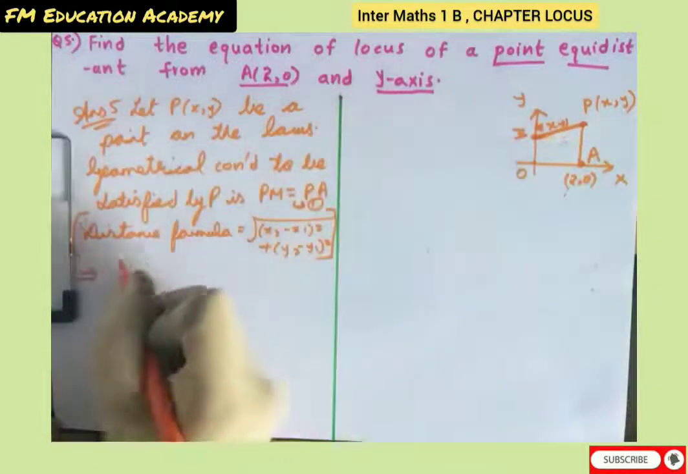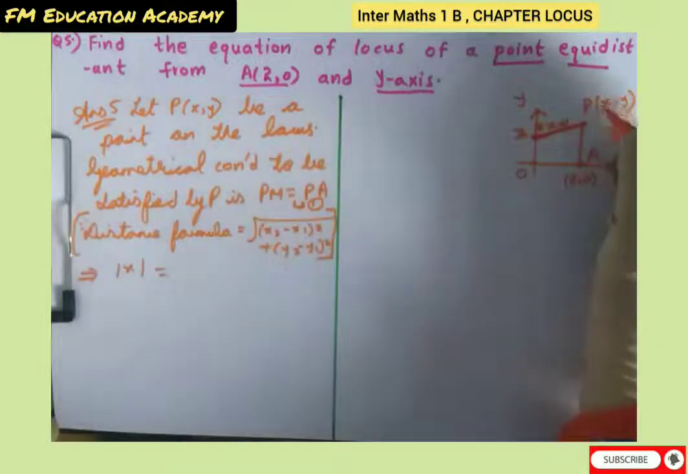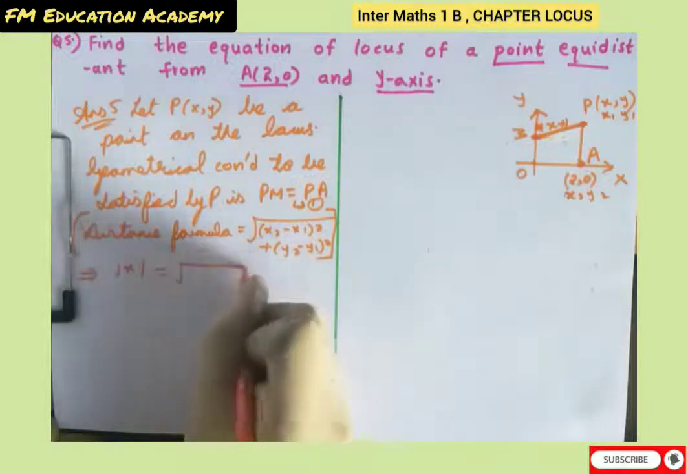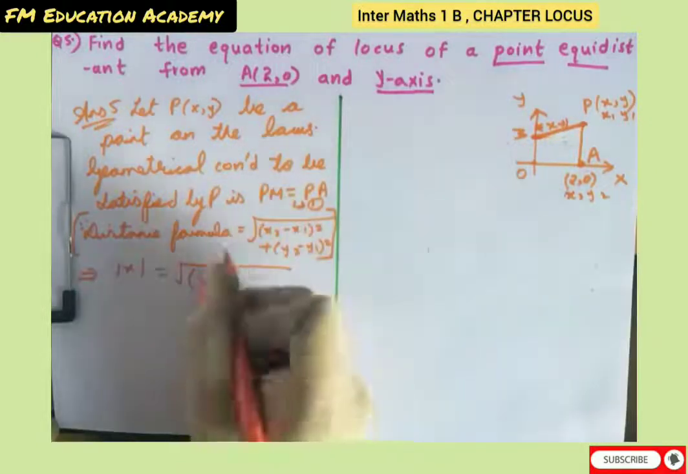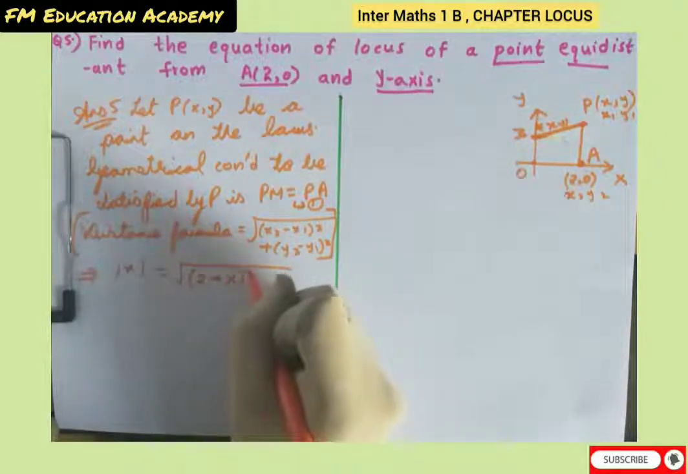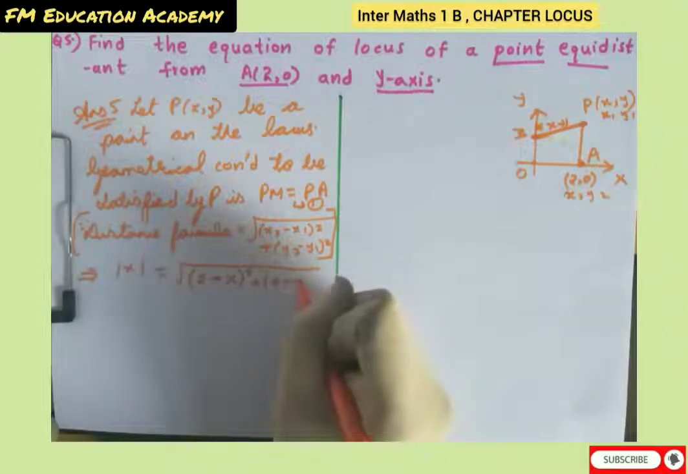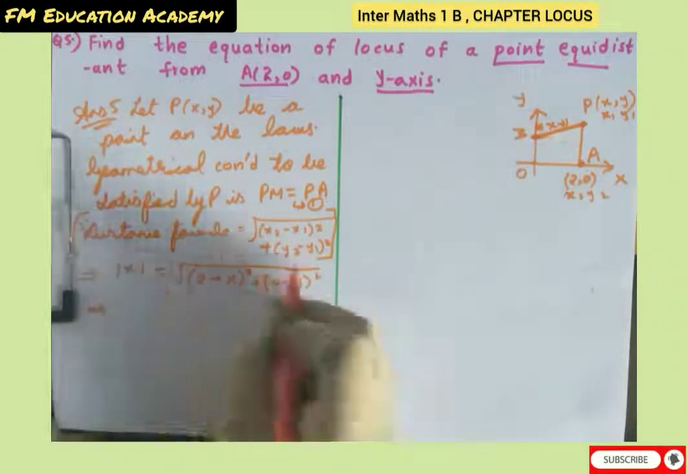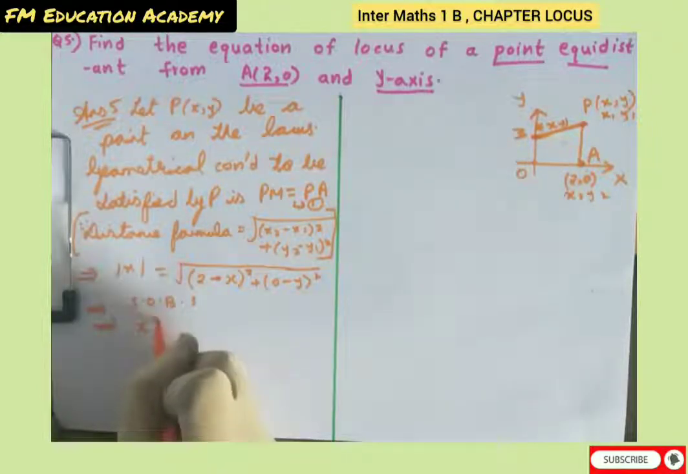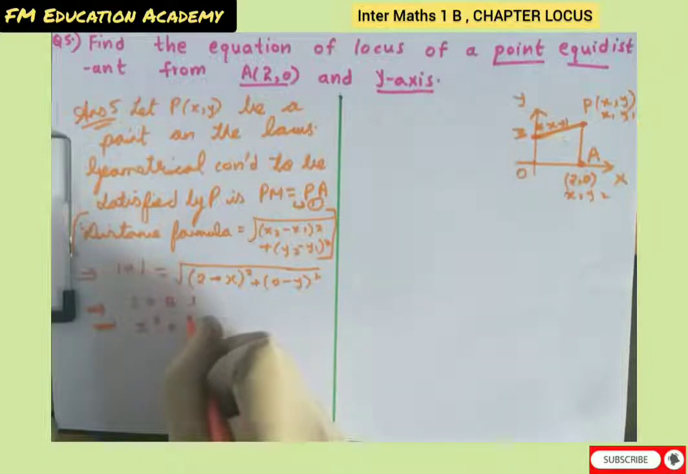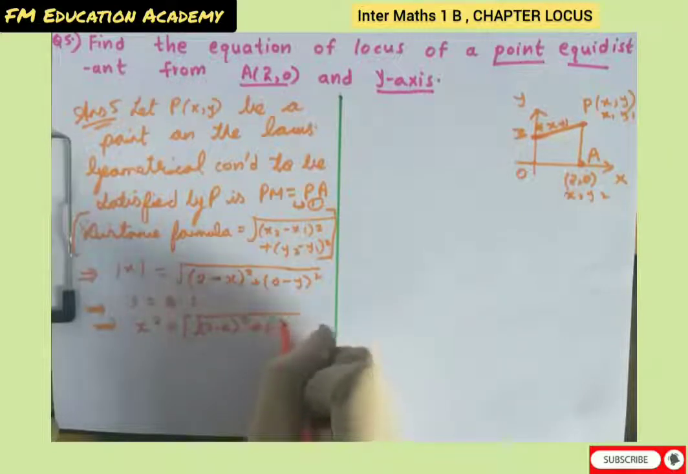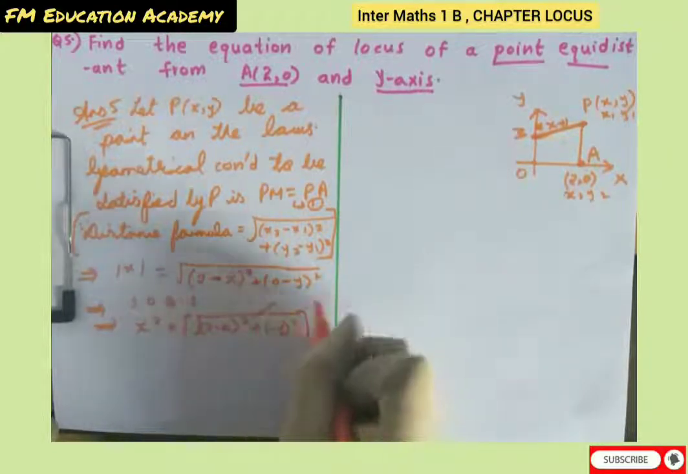So what is PM here? We know it is mod x. And what is PA here? Let us suppose P is (x1, y1) and A is (x2, y2). So root of (x2 minus x1) whole square: x2 is 2, minus x1 is x, so (2 minus x) whole square, plus (y2 is 0 minus y1 is y) whole square. We want to remove this root. How to remove this root? Square on both sides. So mod x whole square will become x square, is equal to root, and the square will get cancelled, we know that. So root of (2 minus x) whole square plus (0 minus y, meaning minus y) whole square, whole square. Now root and square are getting cancelled.